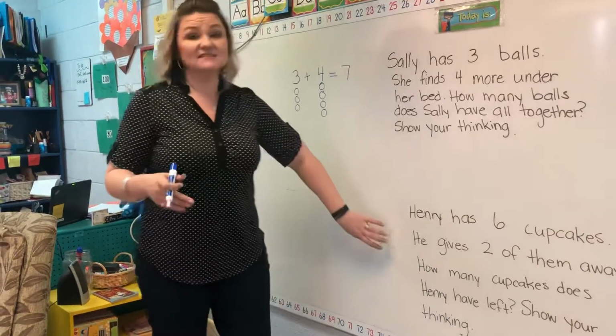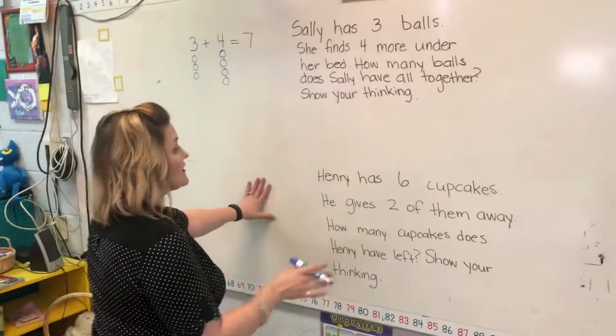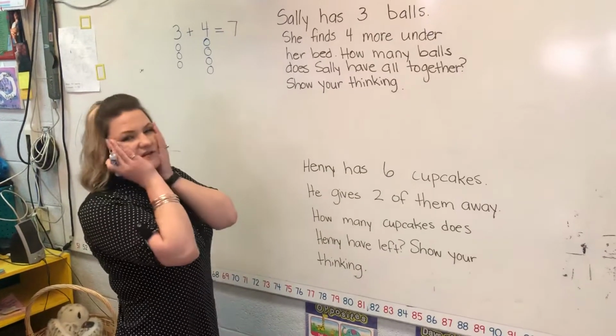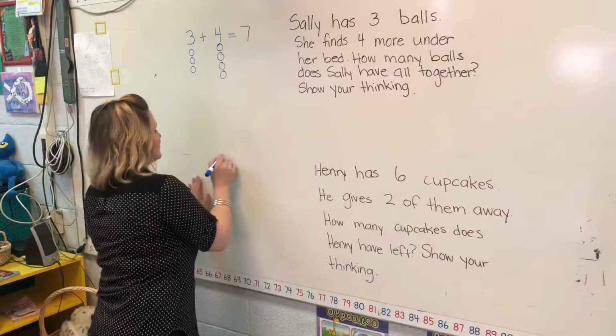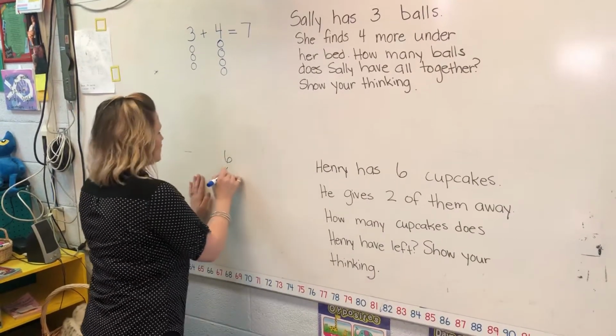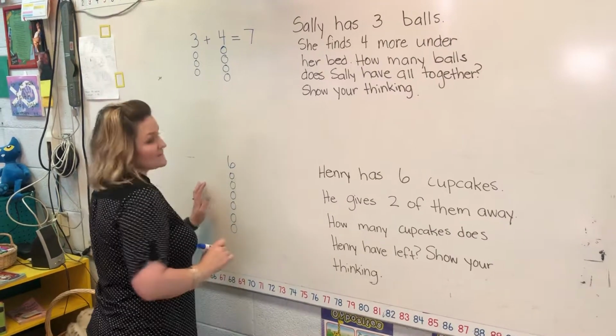So first grade needs to see what they're thinking, okay? So, all right, we're going to start over. We've already read it. We visualized Henry and the cupcakes. So we're going to do: Henry has 6 cupcakes. So I'm going to write the number 6, and I'm going to draw 1, 2, 3, 4, 5, 6 cupcakes.